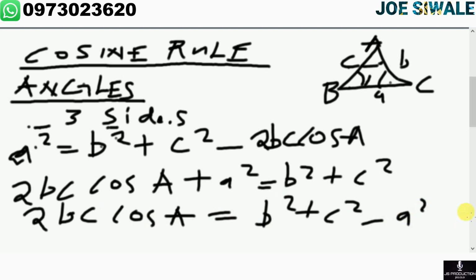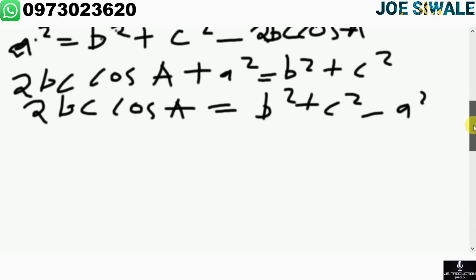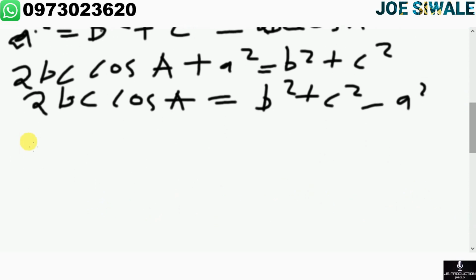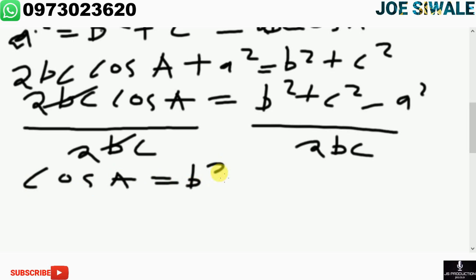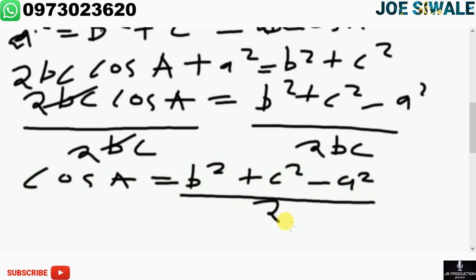Then the next thing that I'm going to do here is to divide both sides by 2bc. So this and this can cancel, which means we're remaining with cos A is equal to b squared plus c squared minus a squared divided by 2bc. So this is the formula that we use when we are calculating the angle at A.